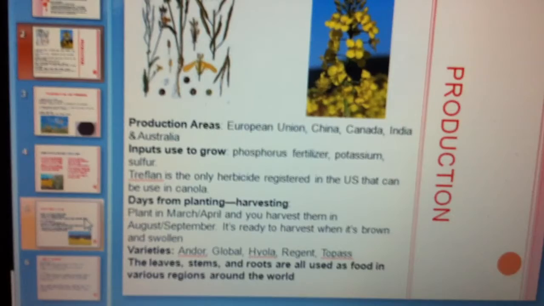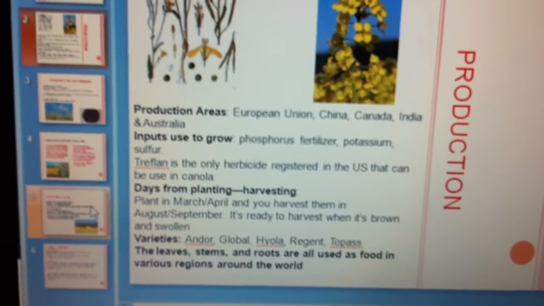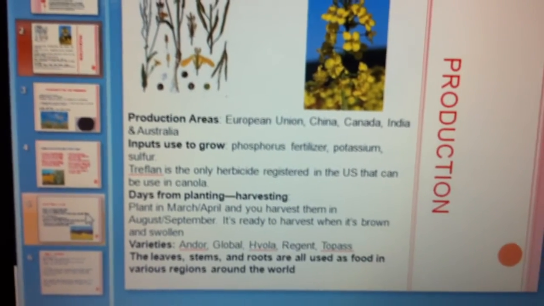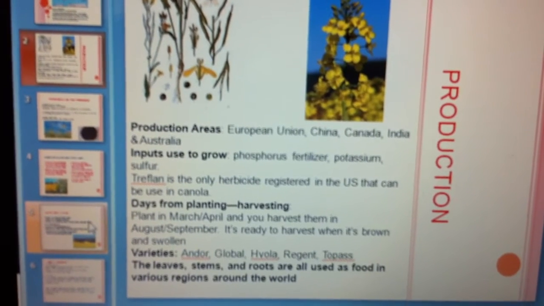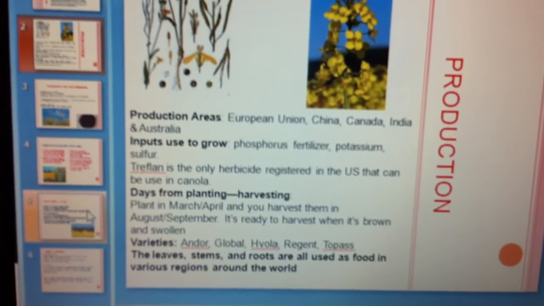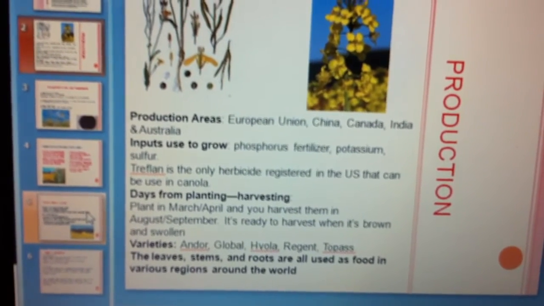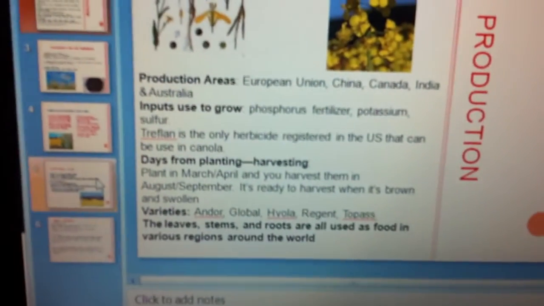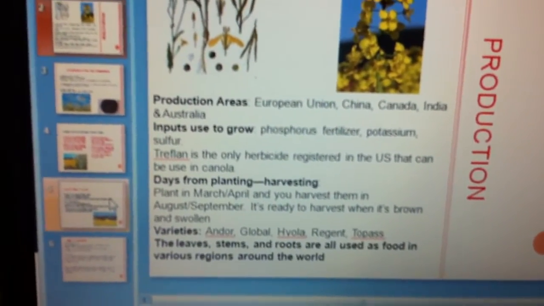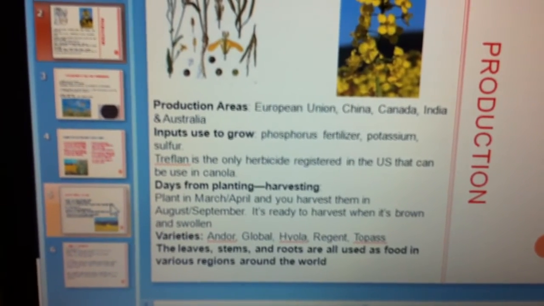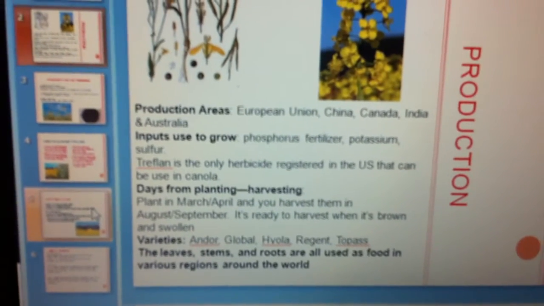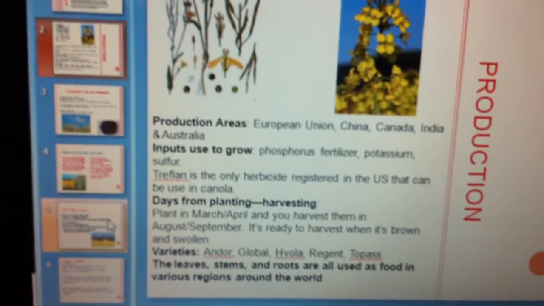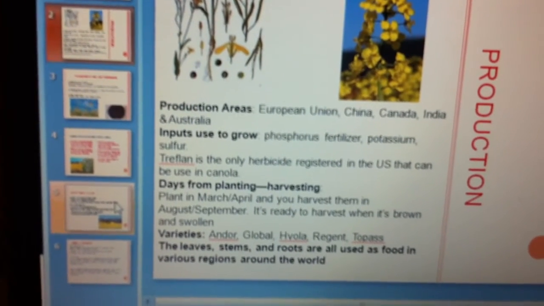Then I'm going to tell you guys more about the harvesting and the planting of rapeseed. You can plant this in March or around April, and then you can harvest them in August and September. You know it's ready to harvest when it's brown and swollen. This is probably important if you guys want to know, this is the rapeseed. It's actually not as ugly as it sounds. There are different varieties of it, which include Andor, Global, Hyola, Regent, and Topaz. There's also a lot of other varieties, but these are just some of the more common ones.